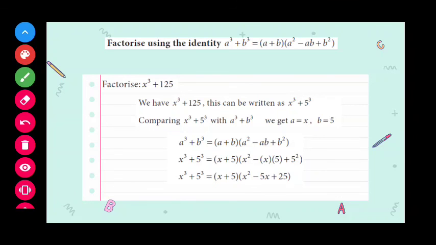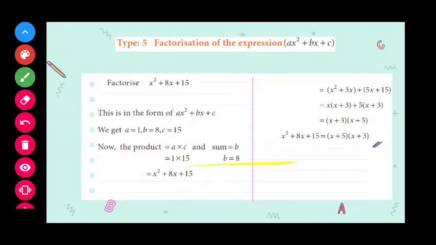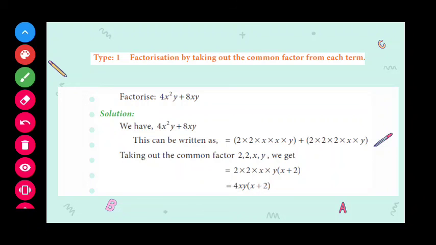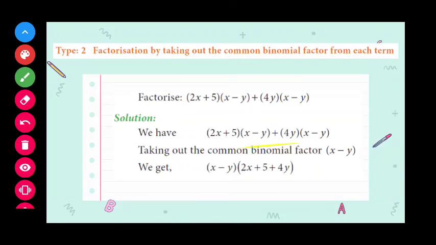In factorization we have learned 5 methods so far. The first one is factorization by taking out the common factor from each term. Here we are splitting the terms, taking the common factors from each term and writing the remaining factors. The next is factorization by taking a common binomial factor from each term. Here we have 2 terms, and in the 2 terms there will be a common binomial factor. We will take out that factor from each term and write the remaining terms.